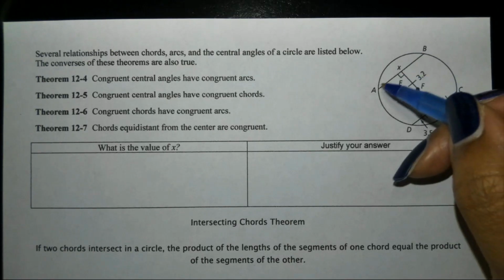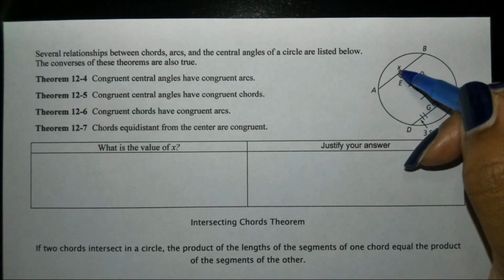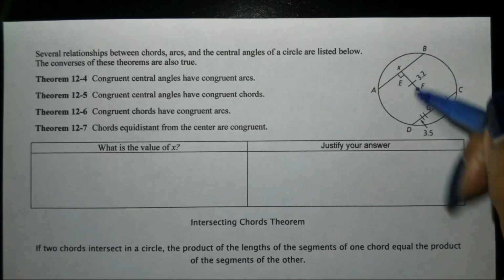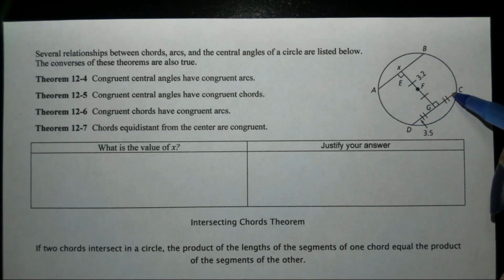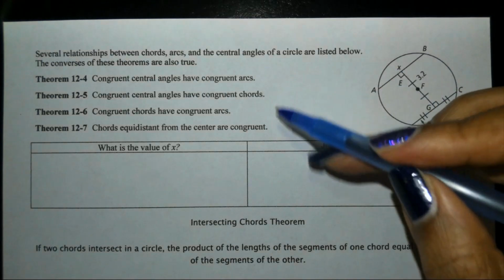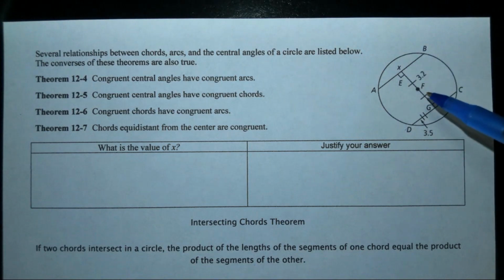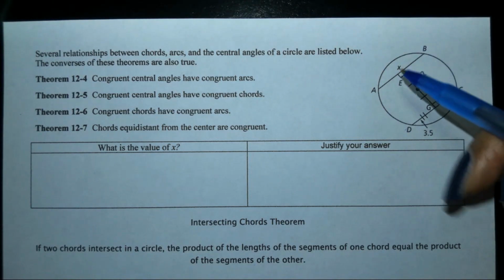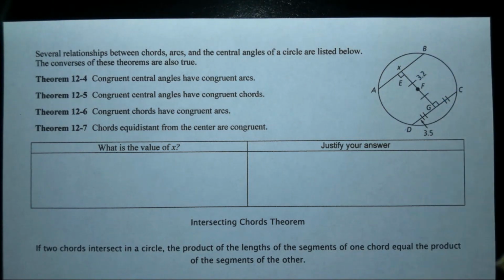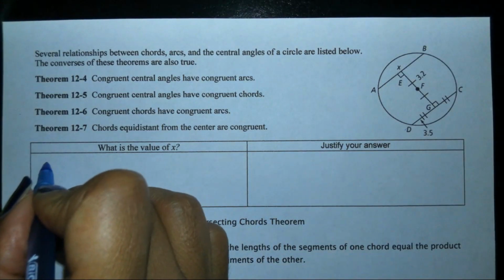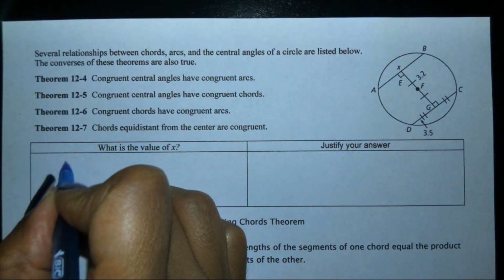It asks us what is the value of x, and we can see that x is located right here. Now remember we said that this chord AB is going to be congruent to this chord DC for several reasons that they listed here, and we can pick any one of those. So because we know that these two chords are going to be congruent, we can go ahead and write that down here.